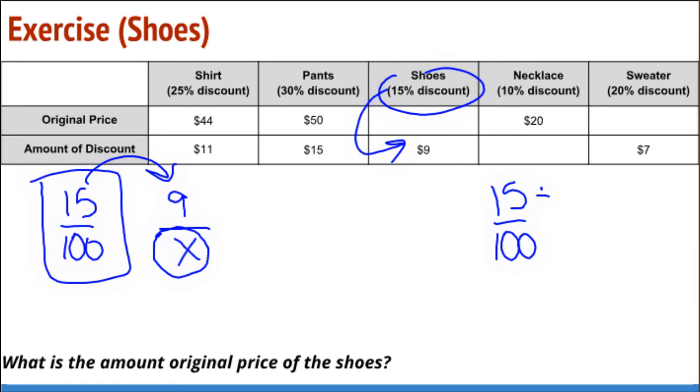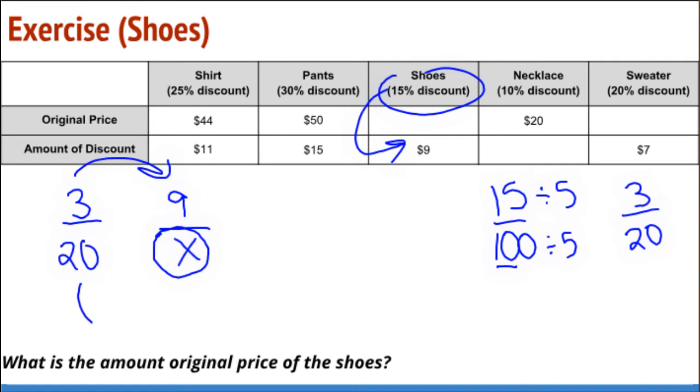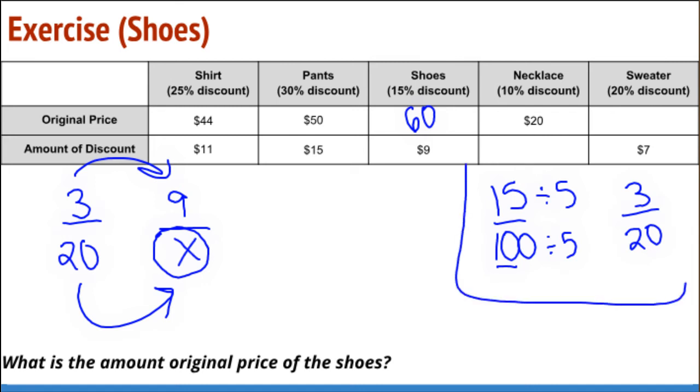So I can see that both of these are divisible by 5, and 15 divided by 5 is 3, and 100 divided by 5 is 20. So now I've got 3/20ths that I know is equal to my 15 hundredths, and now I have something really easy to scale with. 3 times 3, 20 times 3, and I'll find out that the original price was $60. So once again, there is a lot of power to be had in scaling down to the largest possible units, and then I can build up from there.